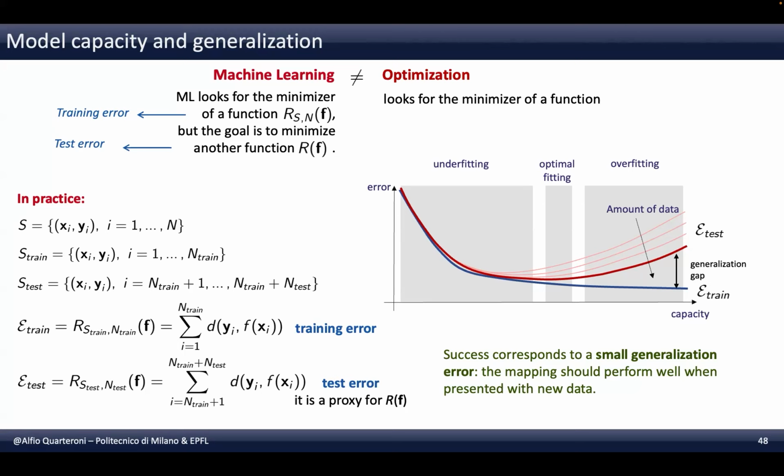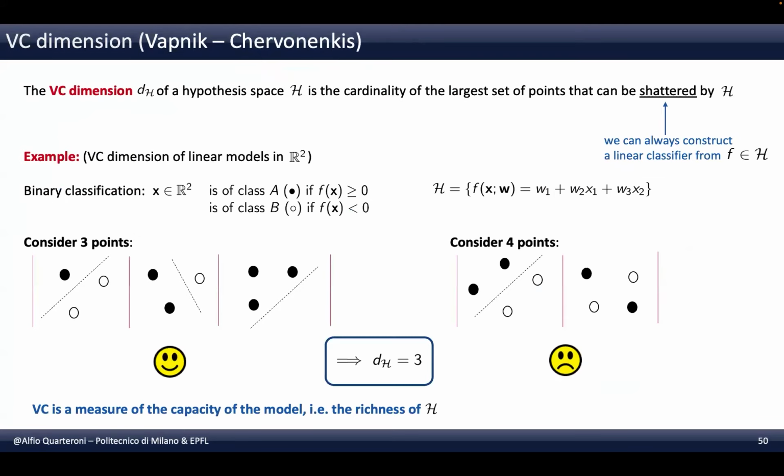Okay, this is to see that machine learning is not an optimization problem, because optimization looks for the minimizer of a function. Like here, you look for the minimizer of a function, but the goal is to minimize another function. So we're just focusing on an approximation of what you would actually like to minimize.